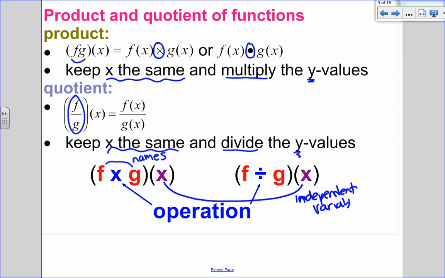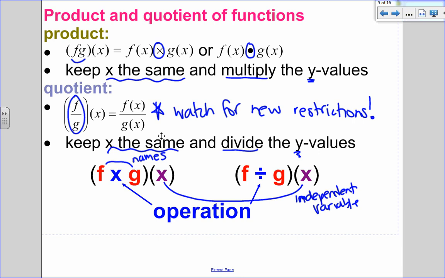So that's just a little bit of a word on notation. Now, because we are doing division, I always want you to watch for any new restrictions. And by new restrictions, I mean because we're doing division, you can't divide by 0. So whatever's on the bottom, in this case g of x, it can't equal 0. So look for whatever is on the bottom, and it can't equal 0. So you're going to look at values of x that would cause us to divide by 0. So we'll look at that in just a moment.